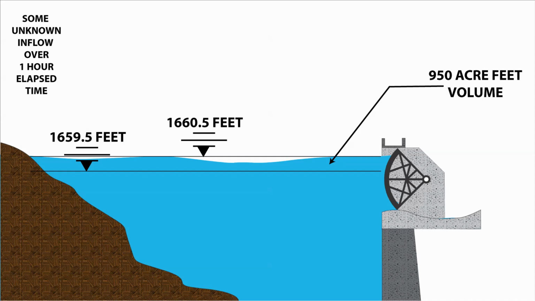We have shown that a changing lake elevation can be used to calculate the unknown inflow into the lake. With the spillway gates closed, the inflow will increase the water level in the reservoir over a period of time. The volume of water which was added to the lake during that time can then be converted into a calculated inflow in units of cubic feet per second, or CFS.